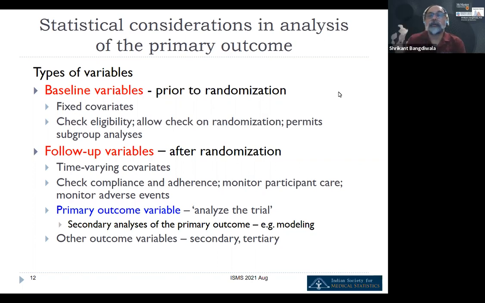So we may have models that we do, and whether we want to do those or not depends on whether we want to adjust for baseline imbalances, or sometimes people even adjust for post-randomization characteristics. And we'll talk a little bit more about that. But we also have other outcome variables, right? Secondary and tertiary variables. So I was going to show you some examples of statistical analysis sections.